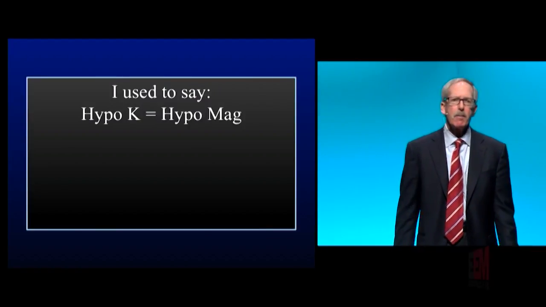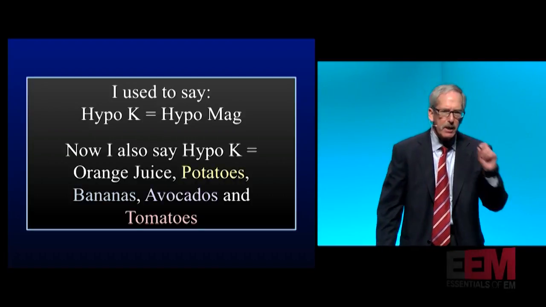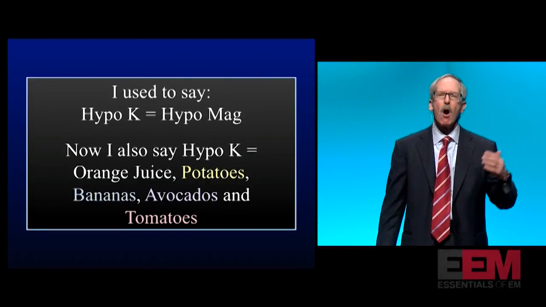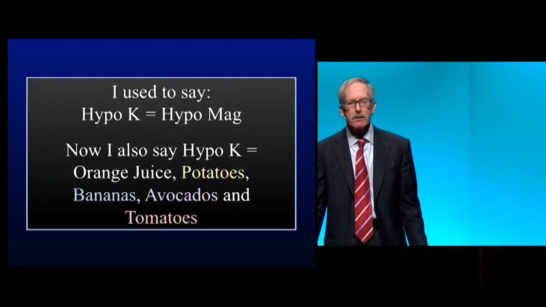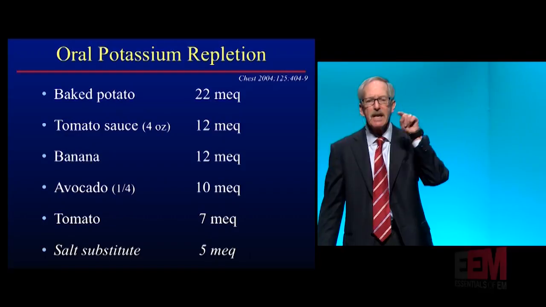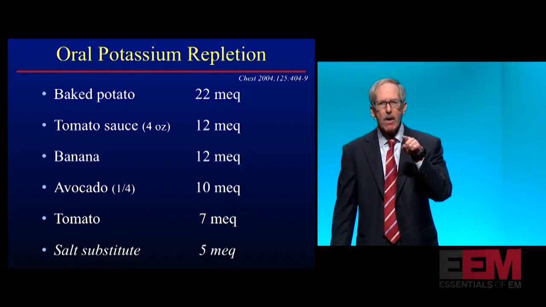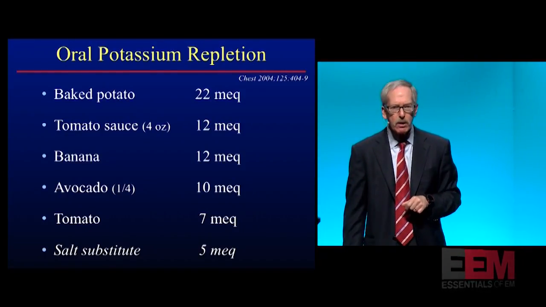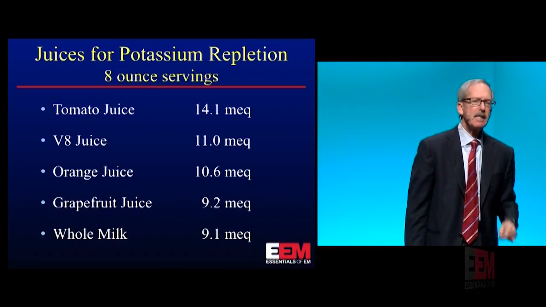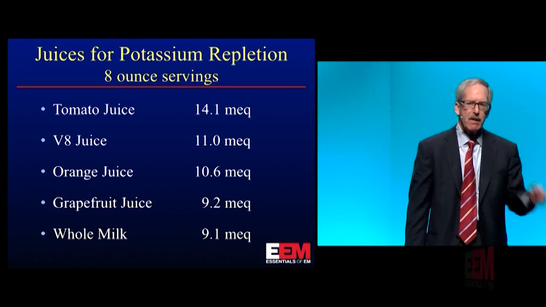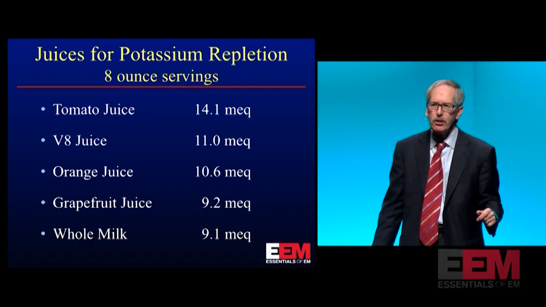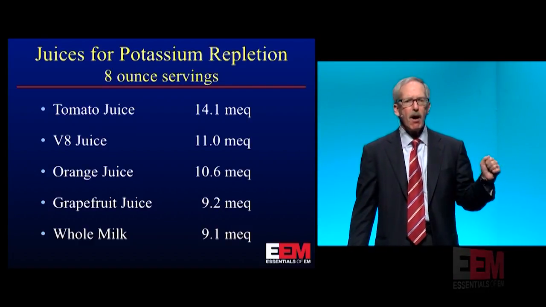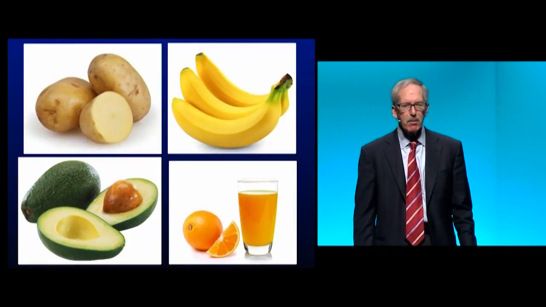I used to say hypo-K, hypo-mag. Actually, I still do. But I also now say hypo-K, orange juice, potatoes, bananas, avocados, tomatoes. Sounds a little silly, but it absolutely works. These suckers are in our diets and they work. These juices can easily be recommended and they work. And so rather than stopping on a really dramatic EKG where everyone is up and cheering, I'm closing with that. Thank you.